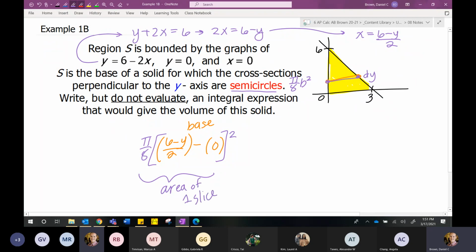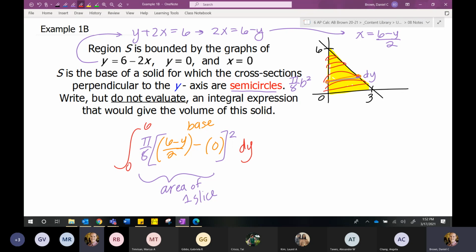And then how do I go from the area of one slice to the overall volume? Integrate it. So I'm going to slap down my integral sign, make sure I say it's in terms of dy, and then what numbers go in my integral sign? 0 to 6. What again does that represent? That represents this 3-dimensional solid being described, where we have all of these semicircles stacked next to each other, and then we're figuring out what the volume of that shape is going to be.